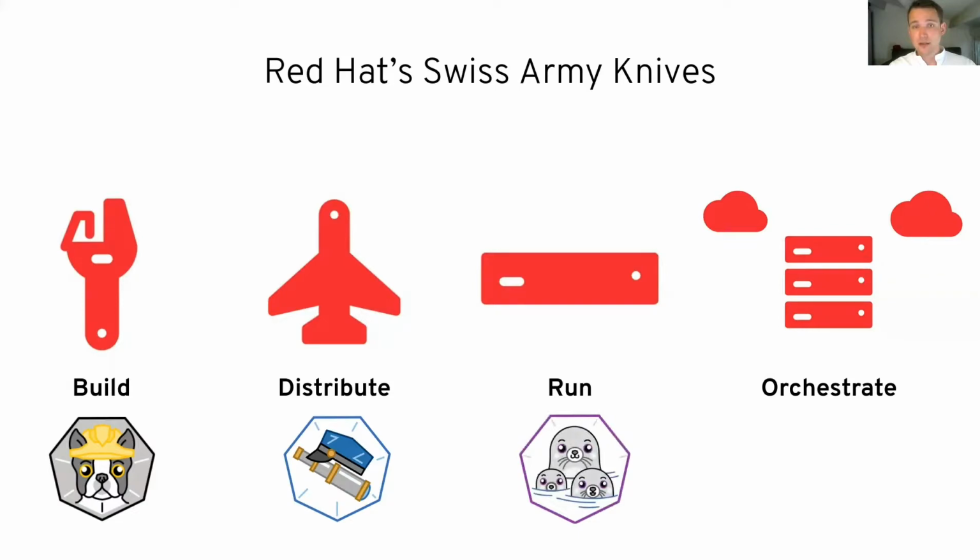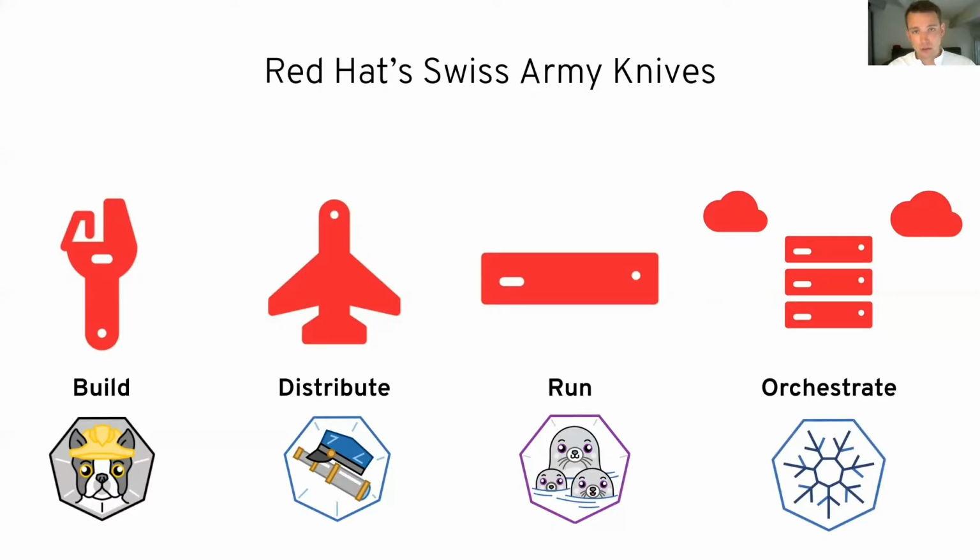This talk is dedicated to Podman, which covers the single node running use case. Podman can also distribute, push and pull, and build containers with Podman build. As I mentioned before, Podman is a drop-in replacement for Docker. For an orchestrated environment, which in this case really means Kubernetes, we have CRI-O.